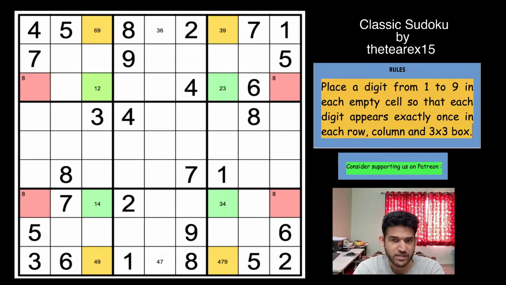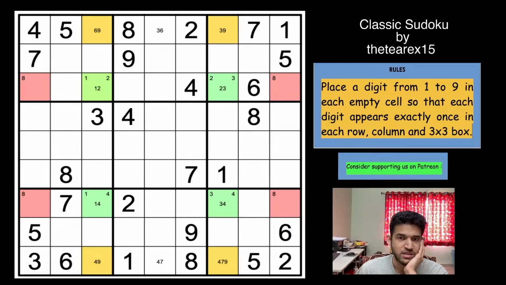When you have such a chain, you can deduce that the common digit between the cells must be in one of those two cells. So 2 must be in one of these two cells in row 1. 3 must be in one of these cells in column 7. 4 must be in one of these cells in row 7, and 1 must be in one of these cells in column 1.